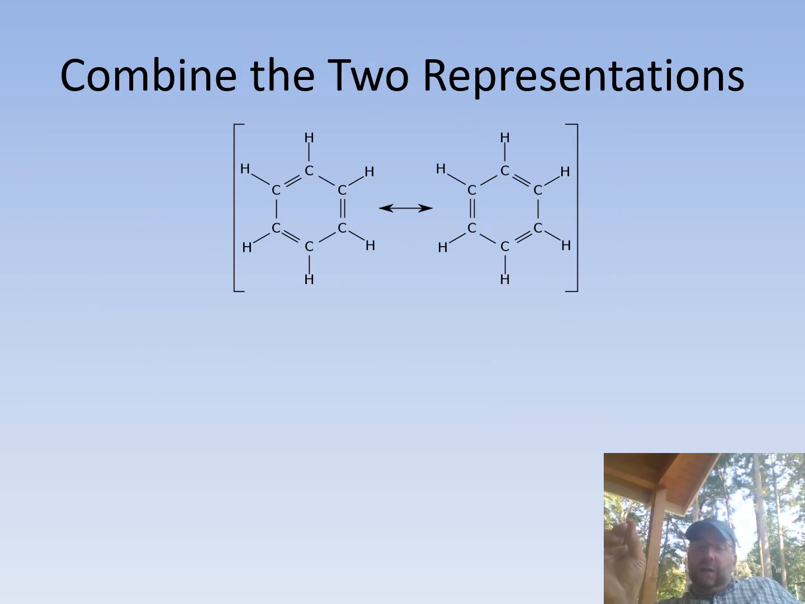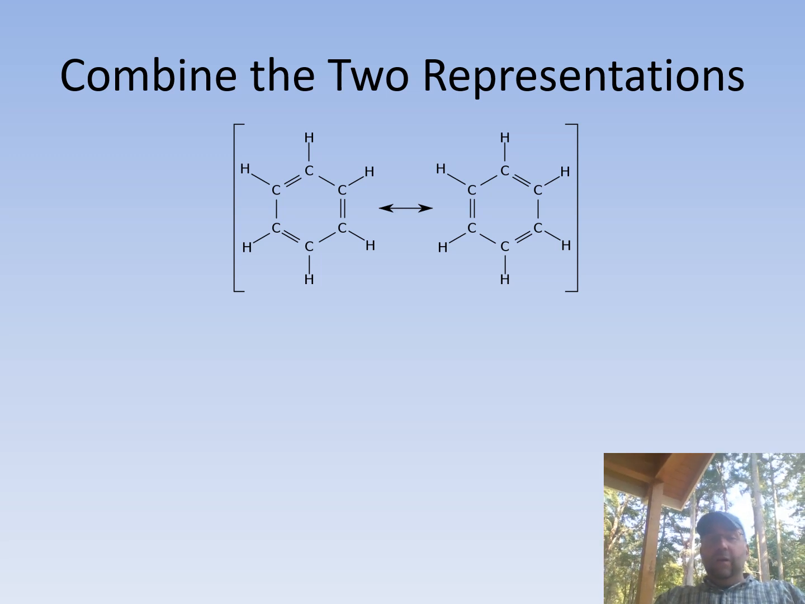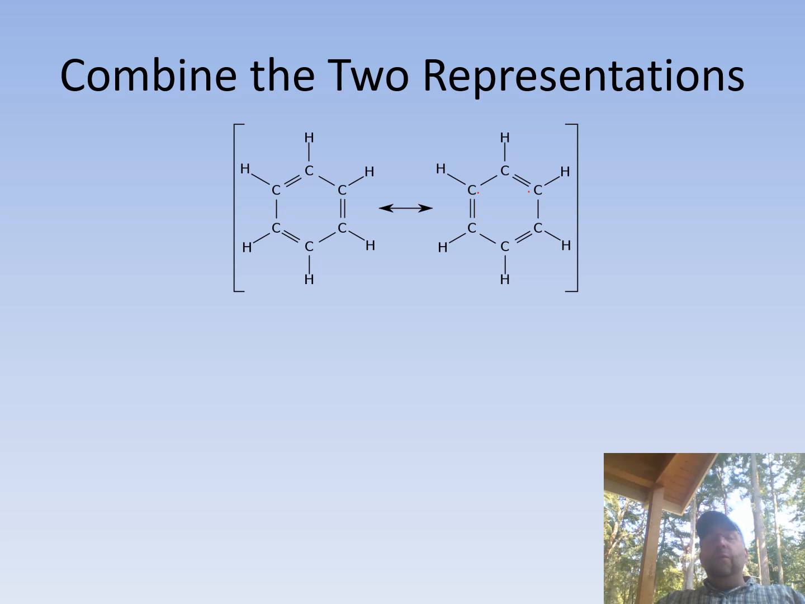So if you were to combine these 2 representations, what you'll notice is that every carbon is bonded to 2 other carbons, and there are a total of 3 bonds that are being shared between those 2 carbons. So if you were to average a double bond and a single bond, or cross the 2 different directions, you end up with an average bond strength of 1.5 bonds.